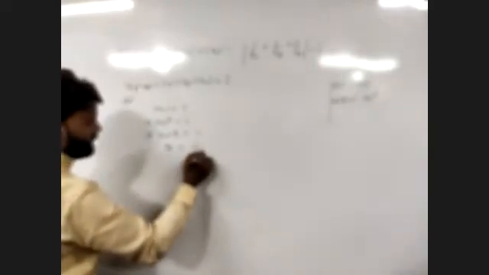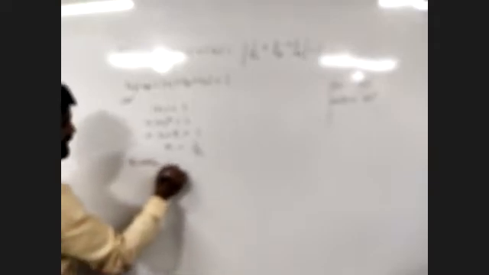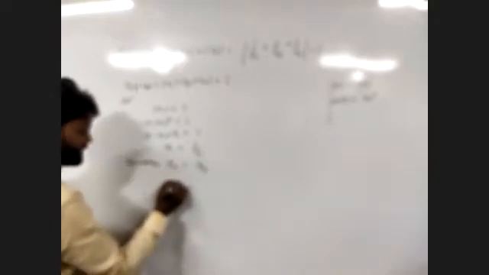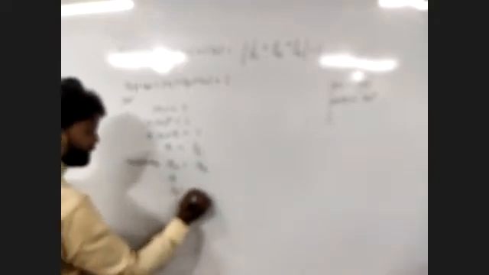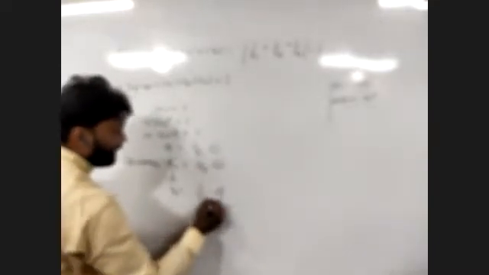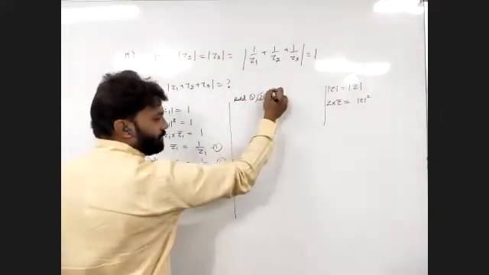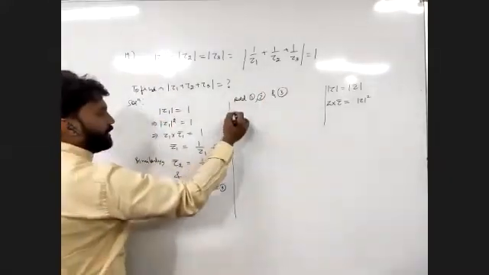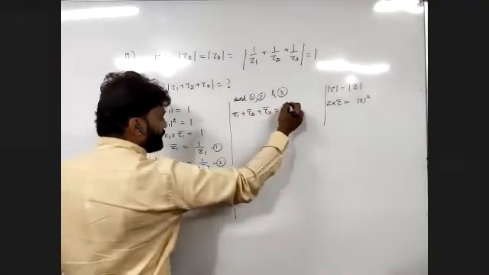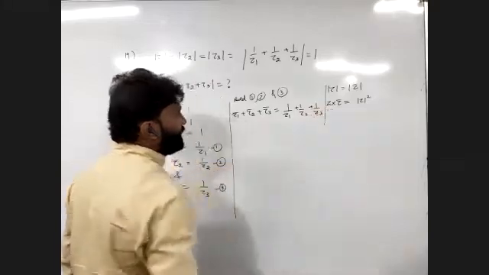1 upon z1. Similarly, what will be the value of z2 conjugate? 1 upon z2. z3 conjugate, 1 upon z3. If we add these three, adding 1, 2, and 3, it will be z1 conjugate plus z2 conjugate plus z3 conjugate is equal to 1 upon z1 plus 1 upon z2 plus 1 upon z3. Yahan tak koi problem?